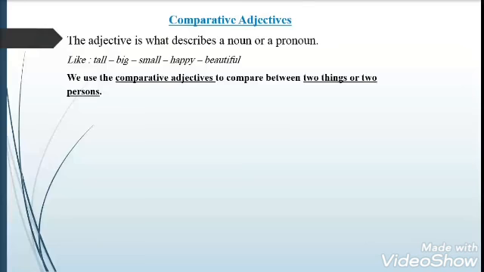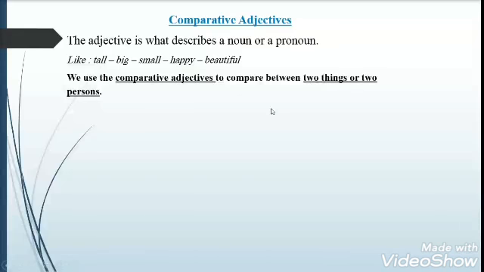And today's lesson is about the comparative adjectives. إمتى بنستخدم comparative adjectives? We use the comparative adjectives to compare between, خلي بالنا, pay attention, two things or two persons or two places. Two things. حاجتين. Pay attention, because this is very important. The comparative adjectives compare between two.